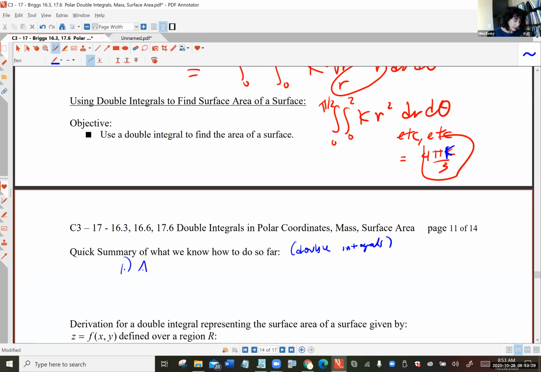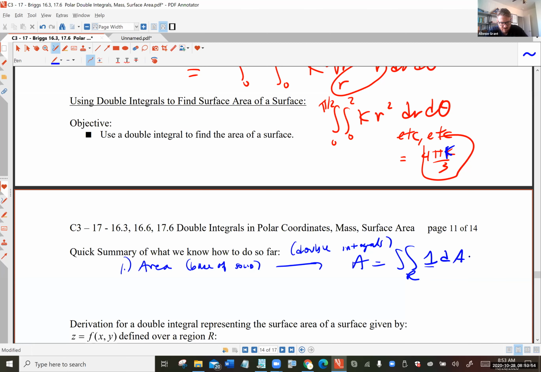So one thing we know how to do is use a double integral to represent area. Which is a base of a solid, for example, could be area. And the way you use a double integral to represent area is you set up your double integral over the region that you're trying to find the area. And what is the integrand when you're trying to find area? 1. And then you have your area element.